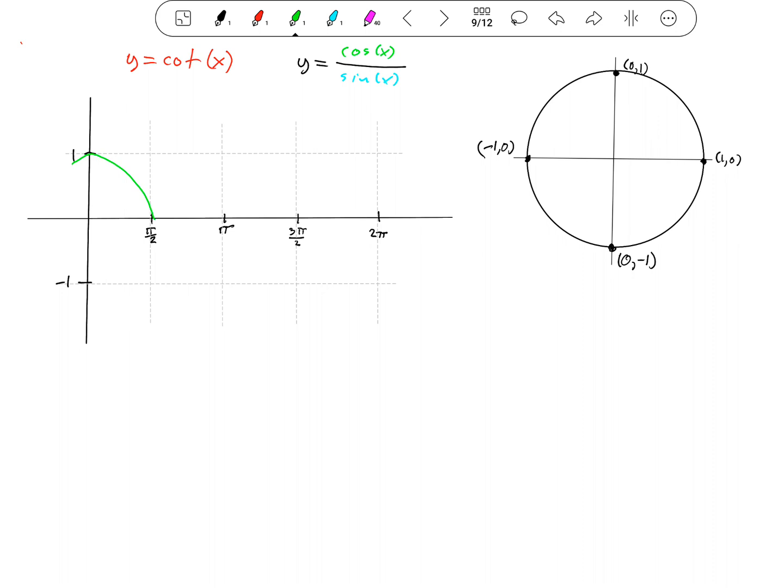So this is cosine x, and sine x looks like this. And so if we're graphing cotangent x, we are going to have an asymptote every time the sine of x is equal to 0.